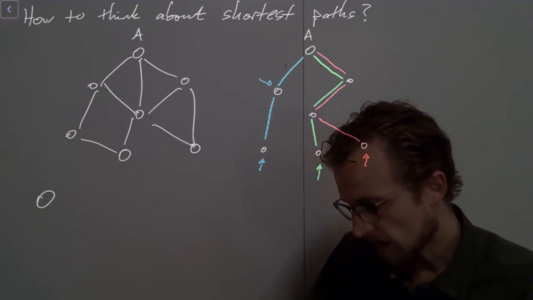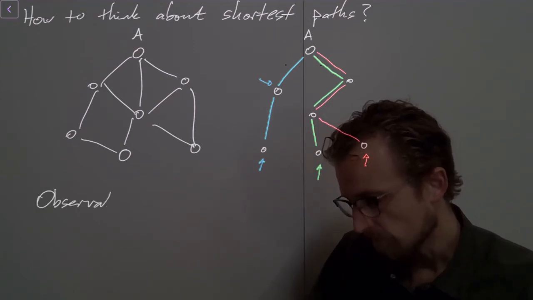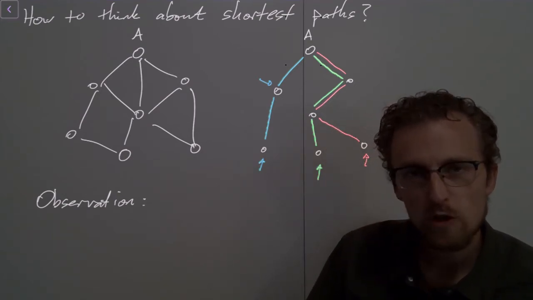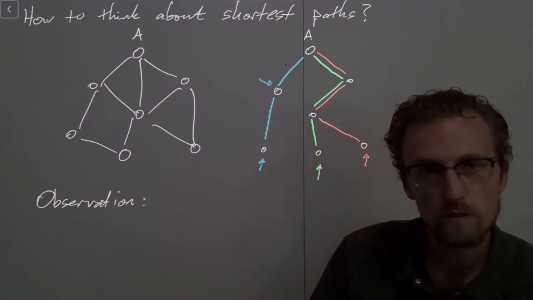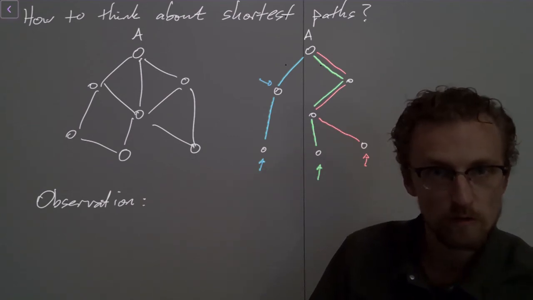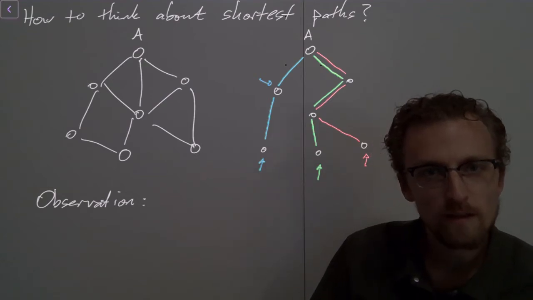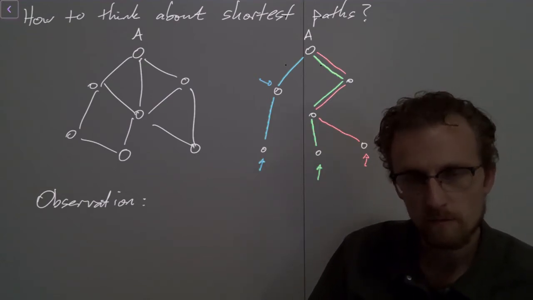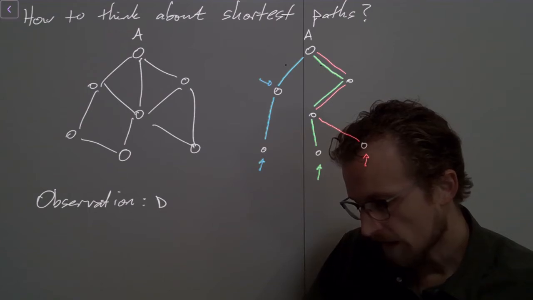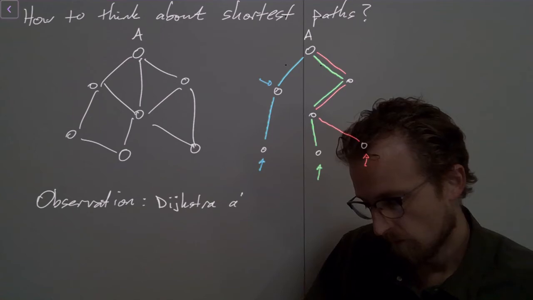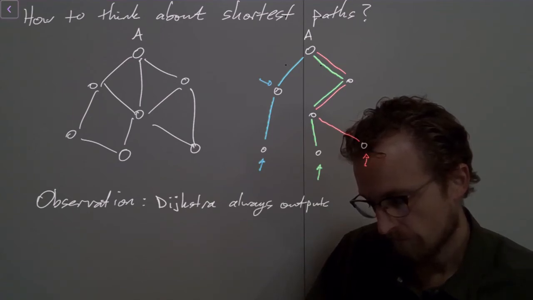Okay, so let's make this observation. If I ask Dijkstra's algorithm, what are the shortest paths from the source node to all the other nodes? The way Dijkstra will answer the question is it will give me a spanning tree. Okay, so Dijkstra always outputs a spanning tree.